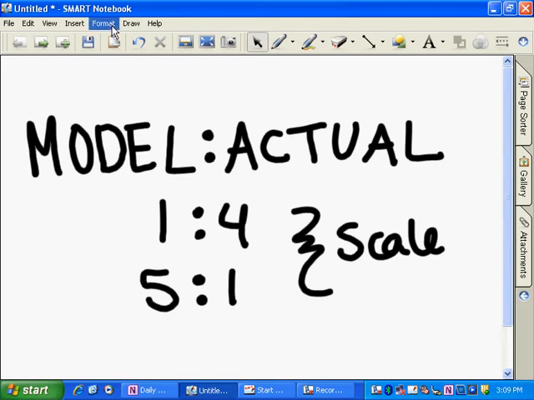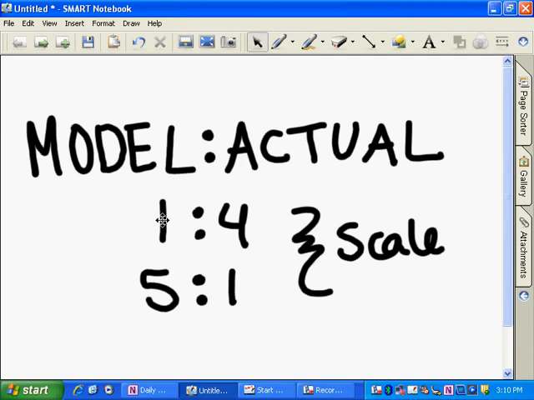What I want you to realize is that scale is a ratio, which is a comparison of two numbers. So when I see 1 to 4, there is a ratio because I'm comparing two numbers. But because it's scale that we're talking about, the first number stands for model, and the second number stands for actual. And because there's no units here, it can be any unit, but they're the same unit because there's not a unit here, meaning this could be 1 inch to 4 inches, it could be 1 inch to 1 mile, it could be 1 millimeter to 4 millimeters.